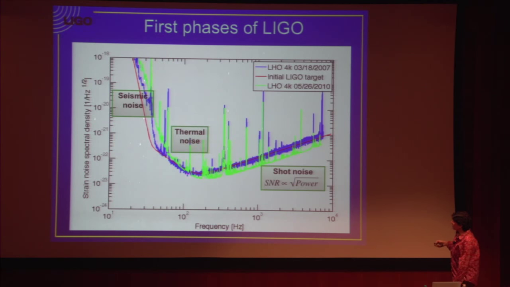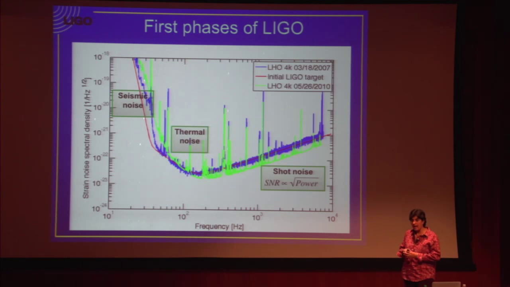Now, the red curve is the target sensitivity for the first phase of LIGO, which ran from about 2000 to 2010. And the blue and green curves are the sensitivities that were achieved in 2007 and 2010, respectively. The lowest part of this curve is limited by the seismic noise. So our Earth is actually a really vibrant place. And so despite all of our good filtering and vibration isolation systems, this was the best that could be achieved in that first phase. So this is limited by the remaining vibrations of the Earth coupling through to the motion of the mirrors.